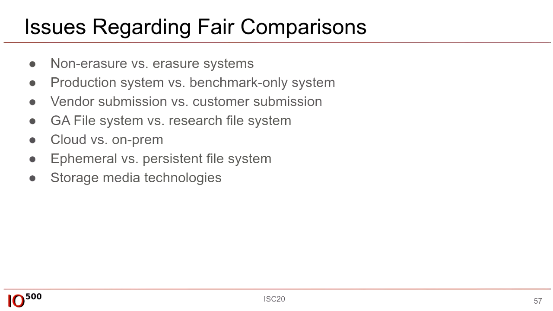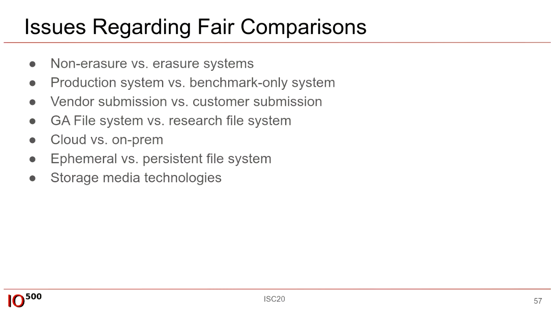So with that, these are the issues we have regarding some fair comparisons that we really wanted to talk about. I'll leave these up here. I don't really want to read them to everybody because you can all read them yourselves. But if there are any particular questions or comments, I'll make some comments about these. I'm waiting for potential comments to come up through chat or through somebody chiming in. The issues are production versus benchmark-only systems, vendor submissions versus customer submissions, and research file systems versus GA file systems.